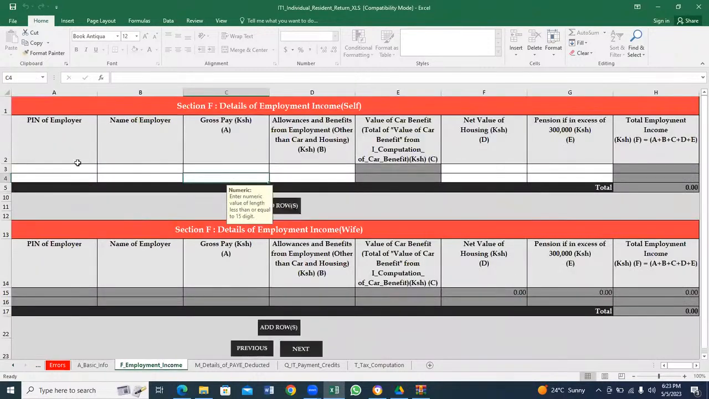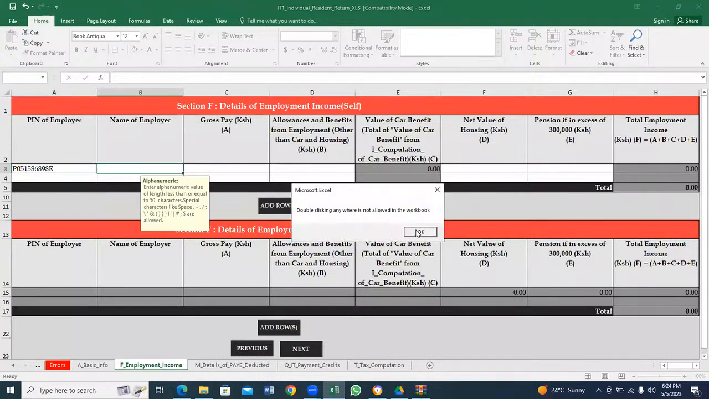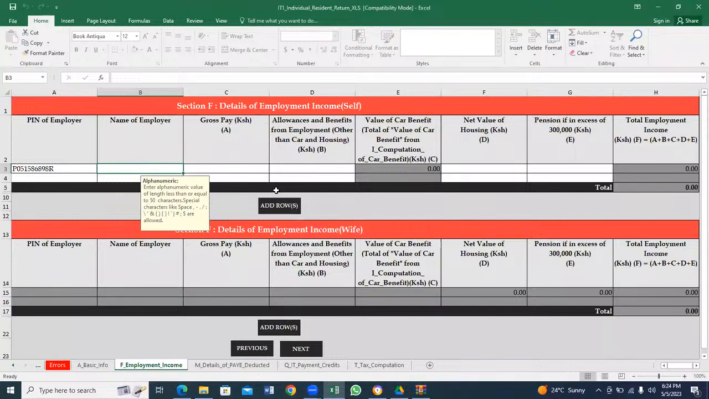In sheet F, we fill the PIN of the employer, and the PIN of the employee is in the P9, P051586898R. You've seen that. Then you put the name of the employer. The name of the employer is Majimarefu. Then you put the gross pay.